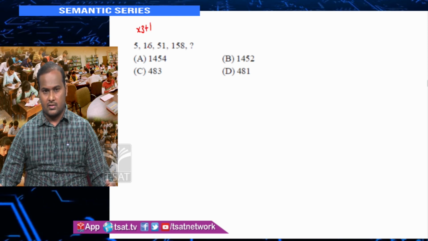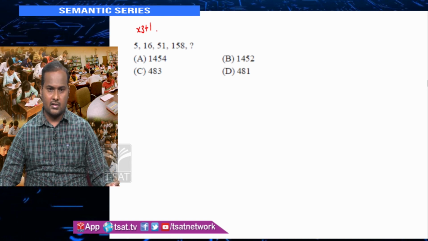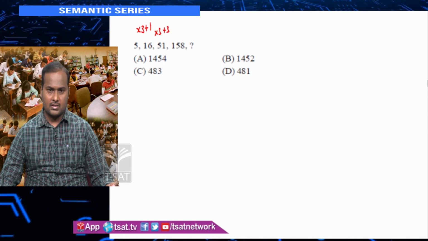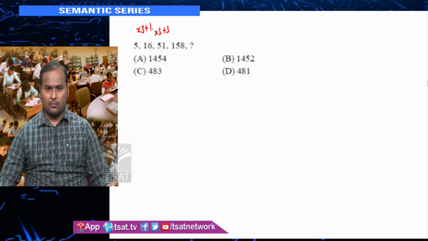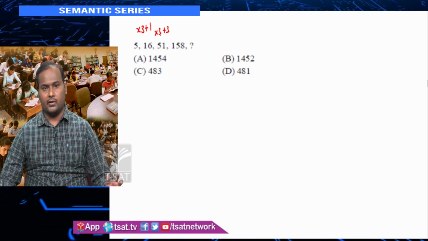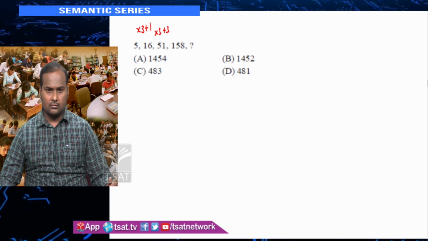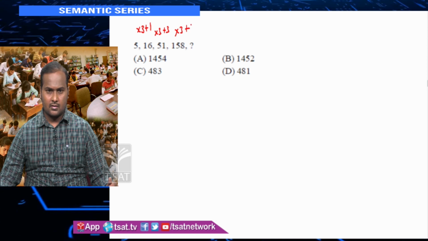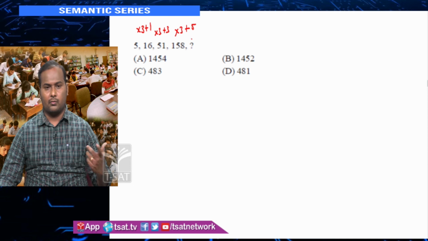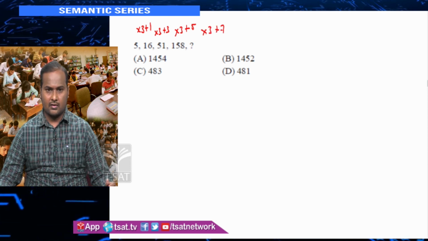In the same way, 16 to 51, here also it is increasing by 3 times, that is 16 into 3, 48, again plus 3, that is 51. The moment I see this, first one is into 3 plus 1, next one is into 3 plus 3. So what is obviously the next one that is possible? 51 into 3 plus 5. So obviously what will be your answer next? That is into 3 plus 7.